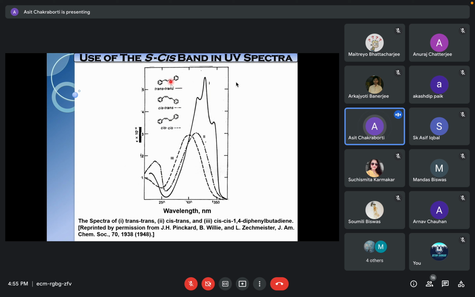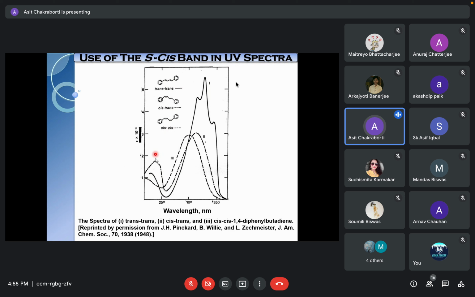Now what has happened is one double bond has become cis. This is called cis and trans. One is a cis, this is a trans double bond. And you see that there is a tendency to have a higher and lower lambda max value. The moment you get the cis form, it is not a centrosymmetric molecule. The center of symmetry has been destroyed.